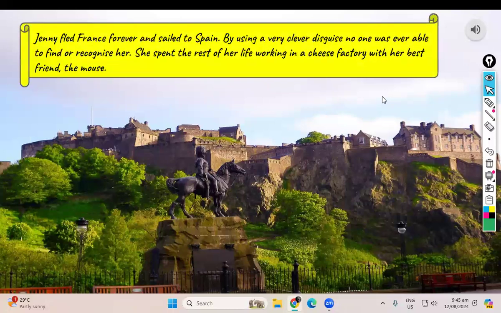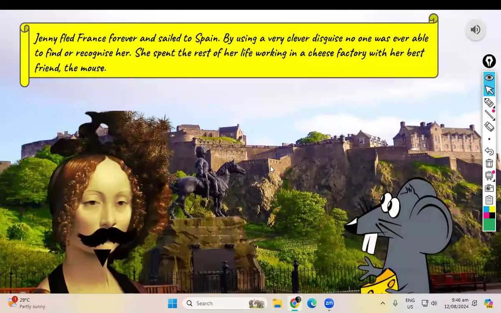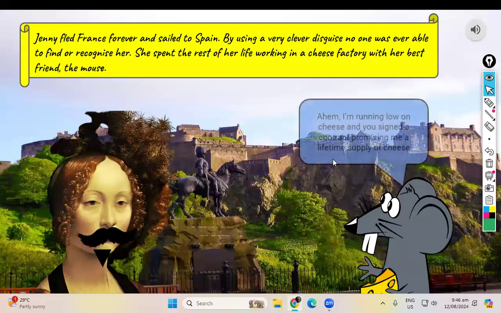Jenny fled France forever and sailed to Spain. By using a very clever disguise, no one was ever able to find or recognize her. She spent the rest of her life working in a cheese factory with her best friend, the mouse. And this is Jenny and her disguise. Very clever, in fact. No one would ever know that was Jenny.